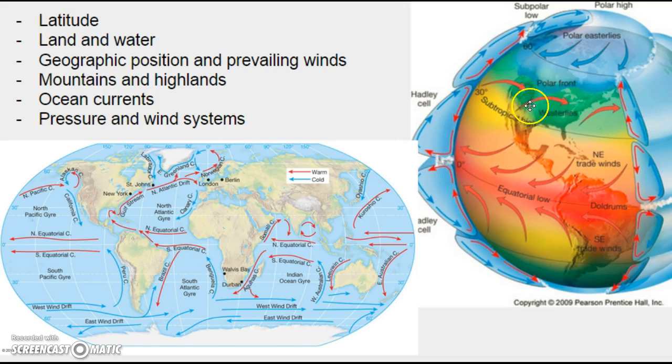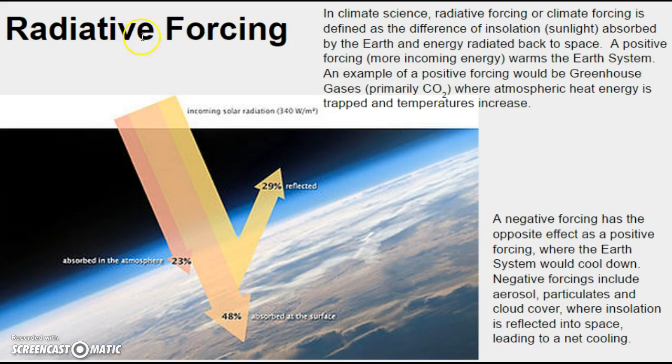And then lastly, pressure and wind systems. There are a lot of wind systems, with all these different wind factors working simultaneously, and all 6 of these climatic factors act together to influence the Earth's climate. But we can't ignore the sun. Radiative forcing is a very important part of this. We have sunlight coming in, and some of it is being absorbed and some of it is being reflected.